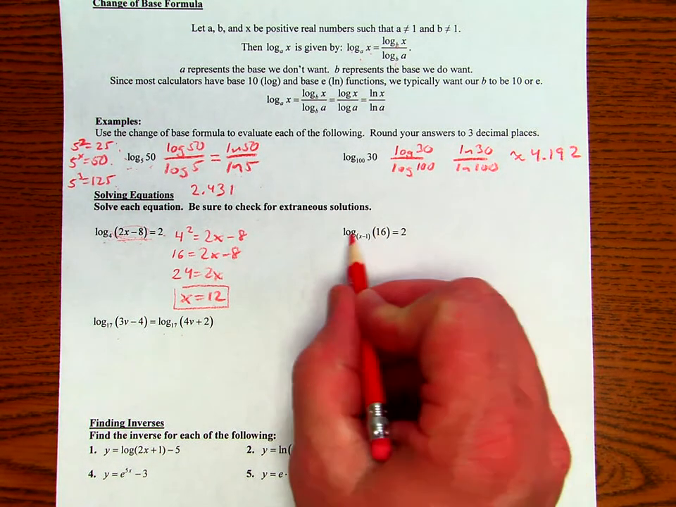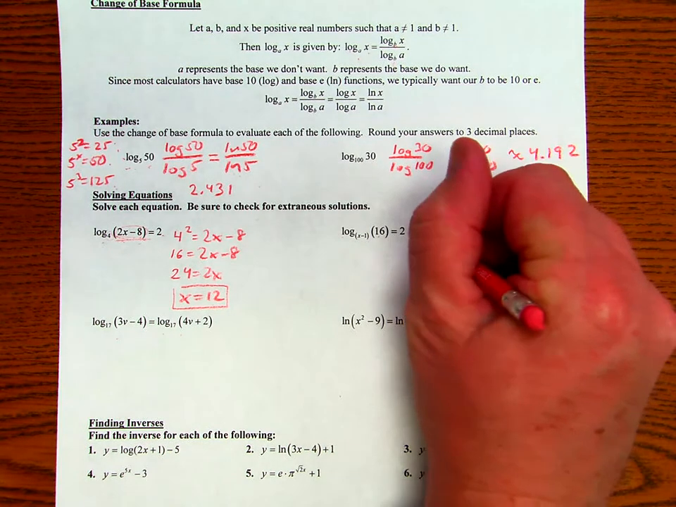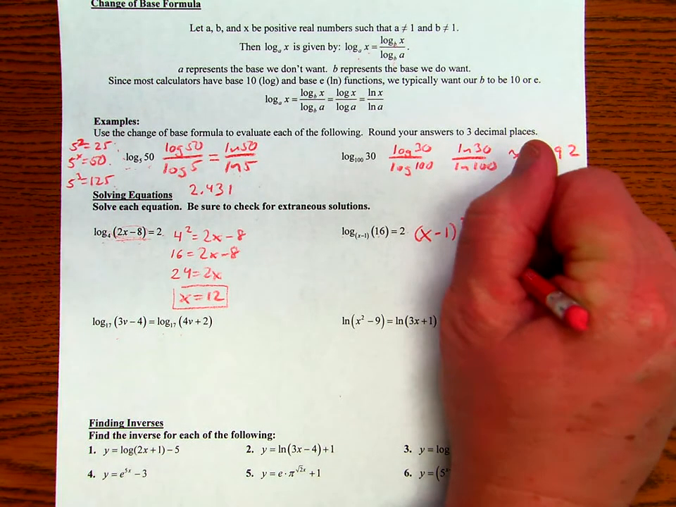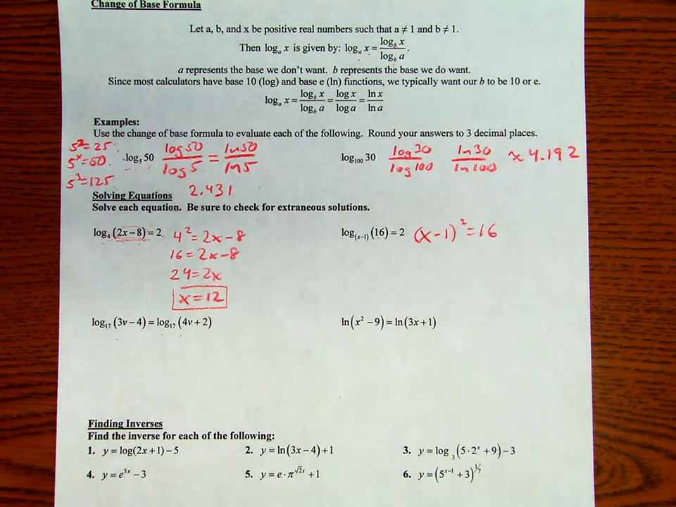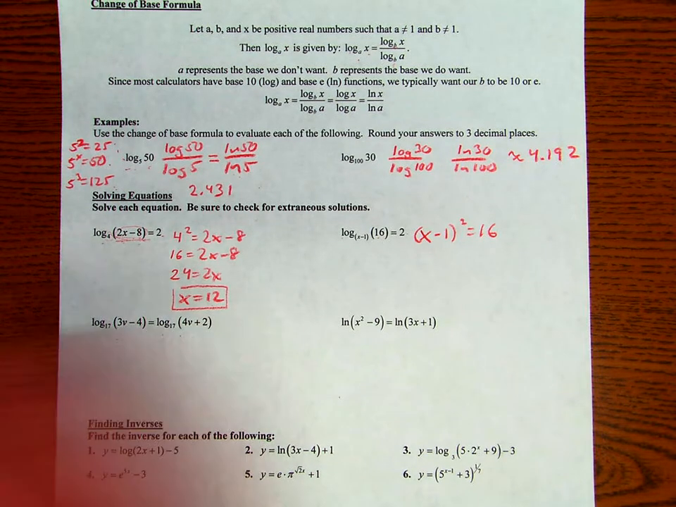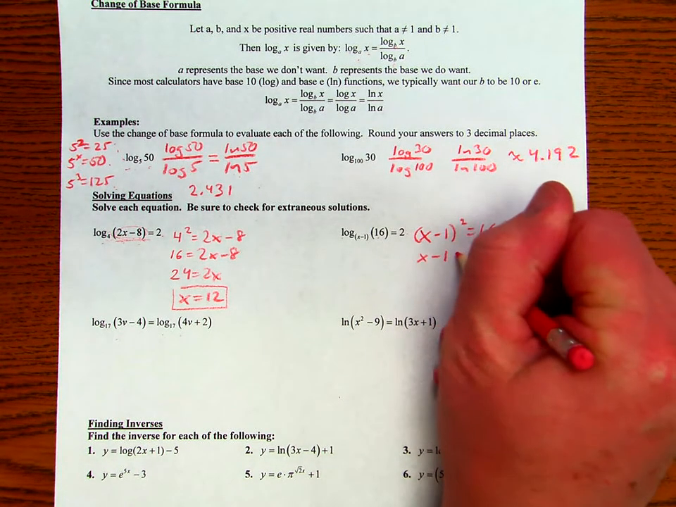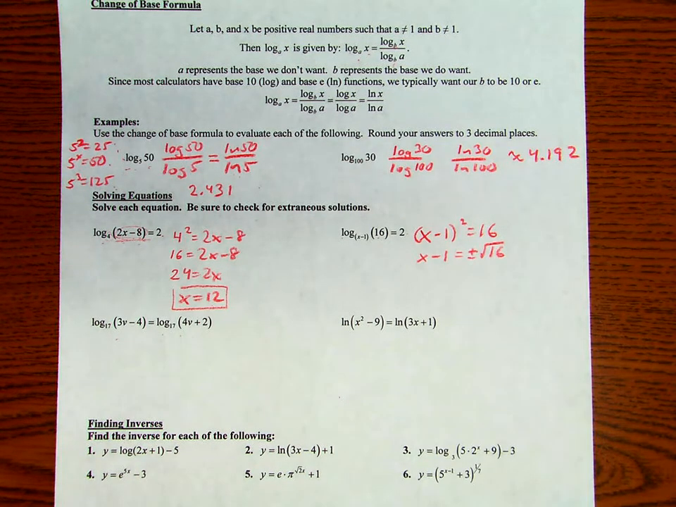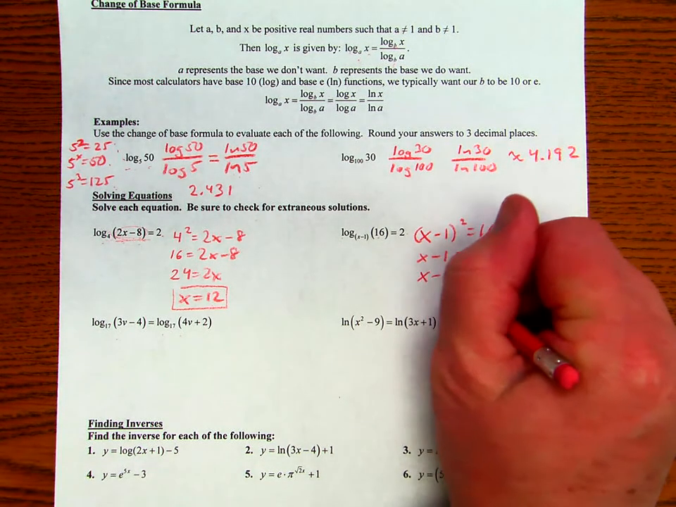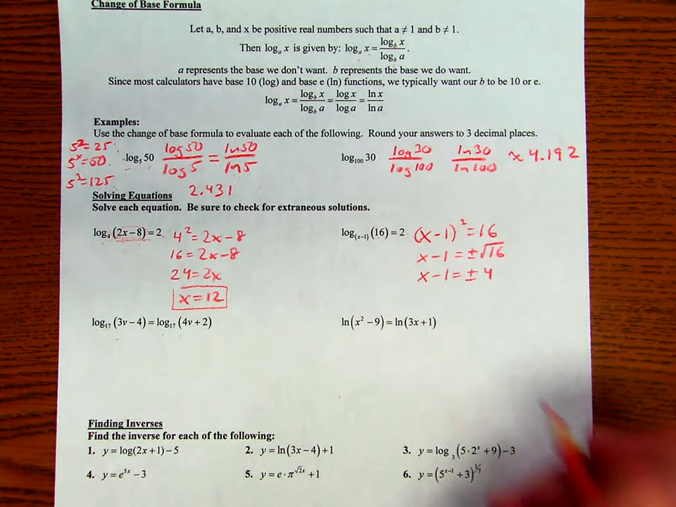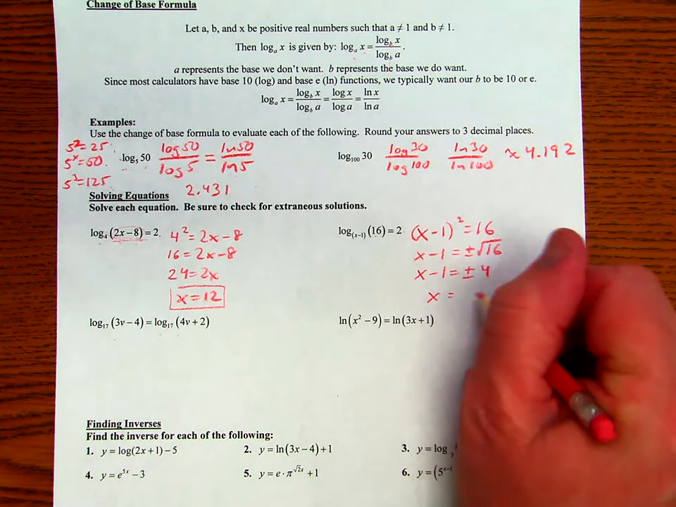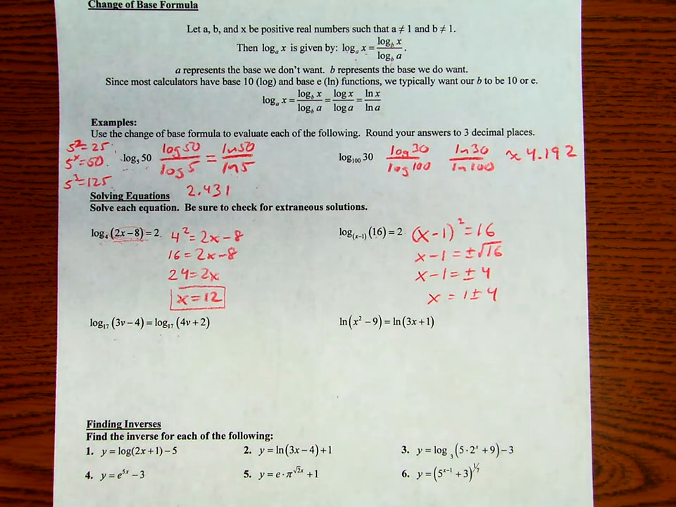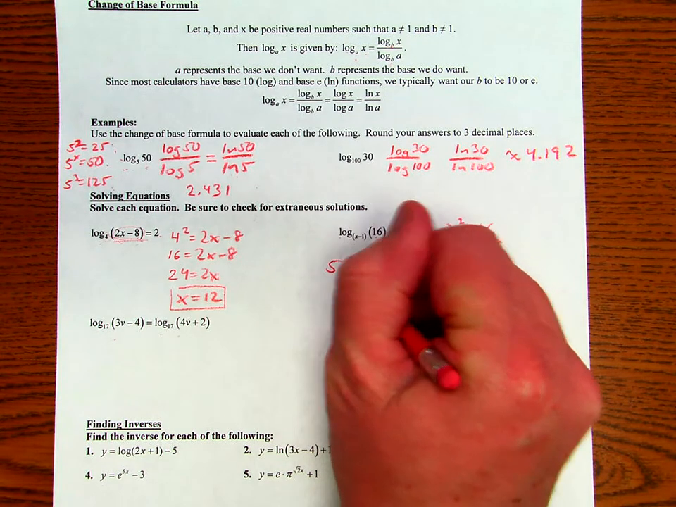Okay, next example. You have log is equal to number. Rewrite that exponentially. X minus 1, quantity squared is equal to 16. Solve this. Take the square root of both sides. We're introducing an even root to start with. Make sure you do the plus minus. X minus 1 equals plus or minus 4. X equals 1 plus or minus 4. So we have 2 possible solutions to consider. 5 and negative 3.